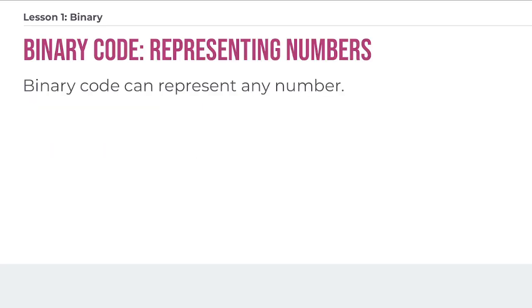But with binary code, we've been talking about how it's only ones and zeros. And so you might be thinking that, well, because it's only ones and zeros, there must be only a limited number of values that we could represent with those. And for the rest of this lesson, we're going to talk about how we can use binary code to represent really any number that we want.